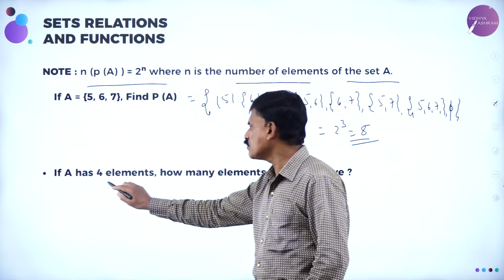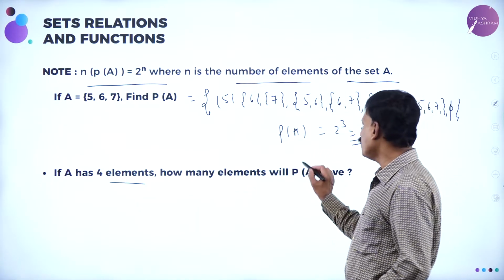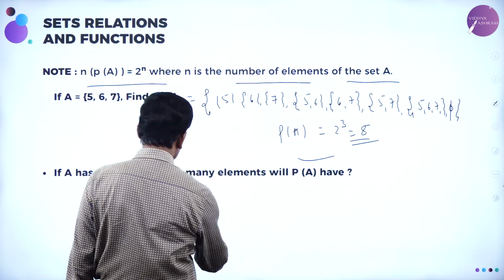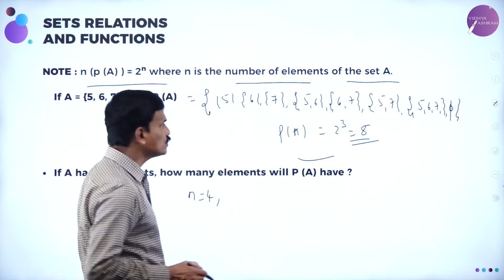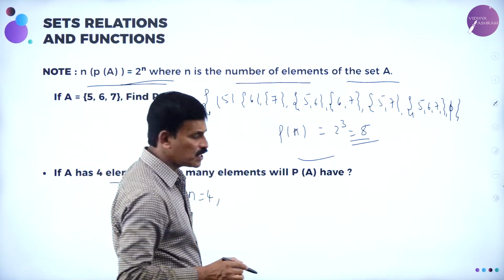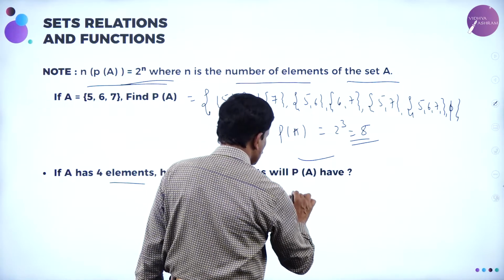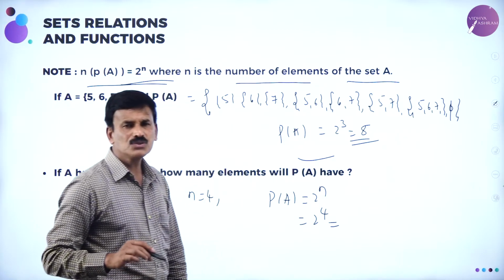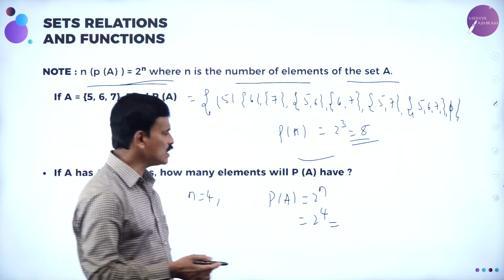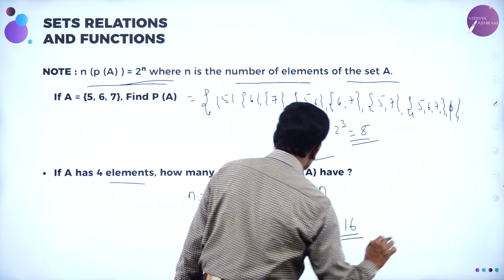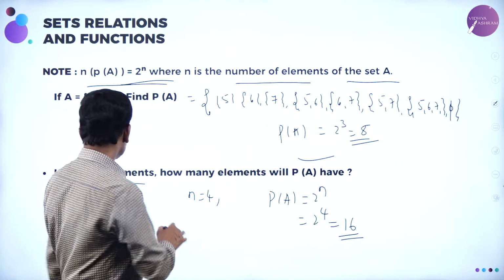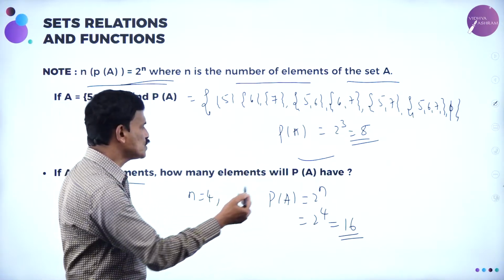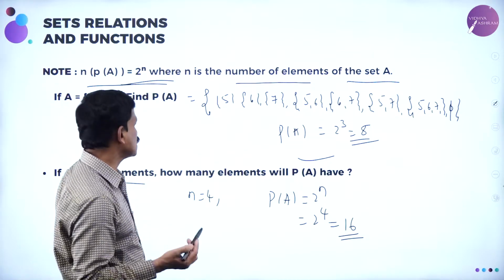Suppose, let us take this example. If A has 4 elements, how many elements will P of A have? So here n is equal to 4. According to the definition, the number of subsets, the power set P of A, is always equal to 2 to the power of n, 2 to the power of 4. 2 to the power of 4 means 2, 4, 8, 16. So this will have 16 subsets. So if a set has 4 elements, then it will have 16 subsets. So n of P of A is equal to 2 to the power of n, that's equal to 16.